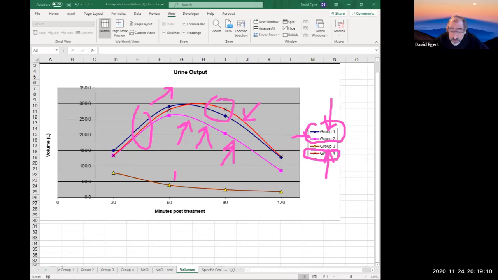If we look at sodium chloride, let's take a look at that. Let's see. Whoops. There it is. I'm going to clear the drawings.